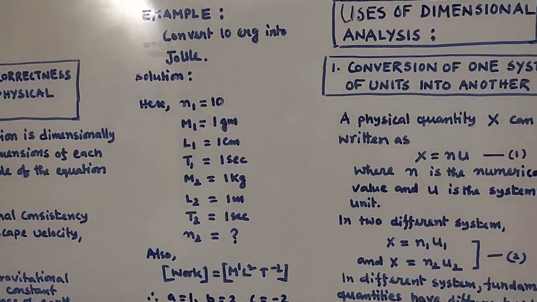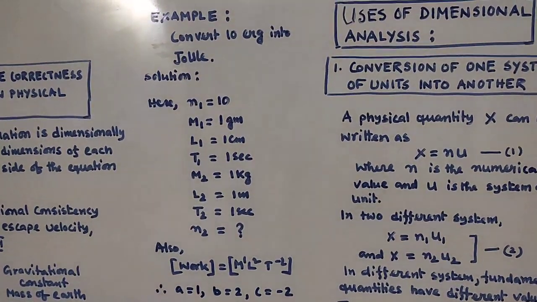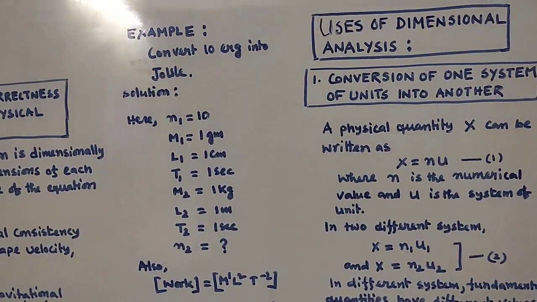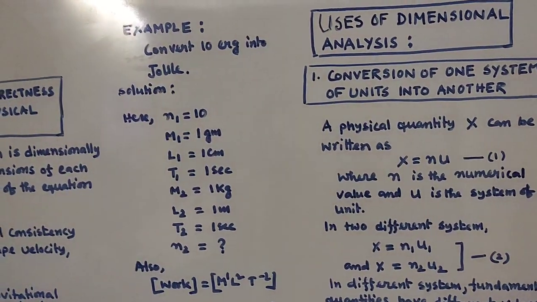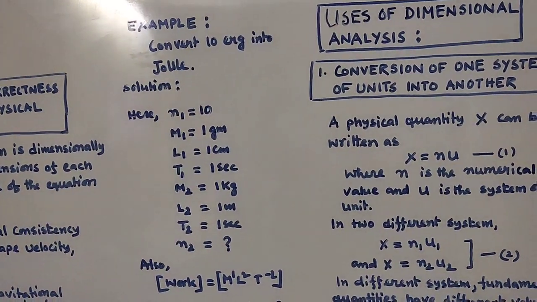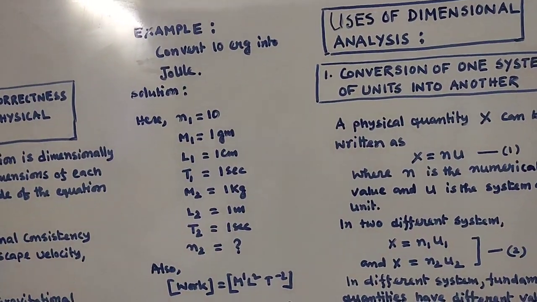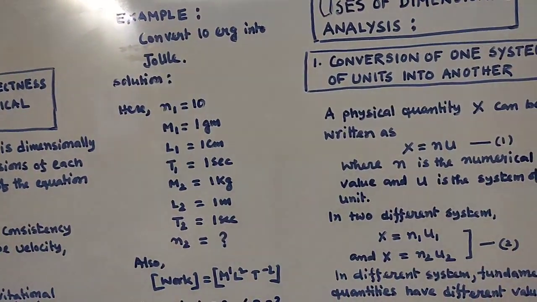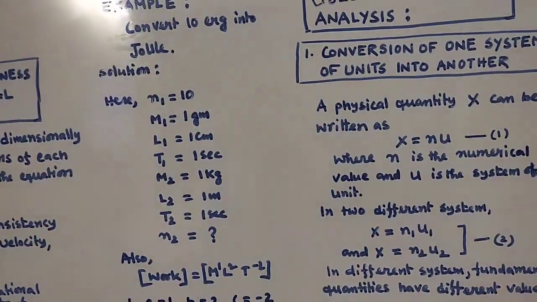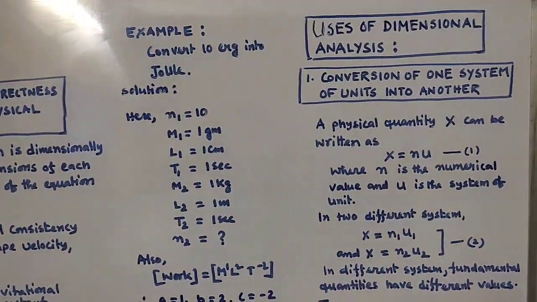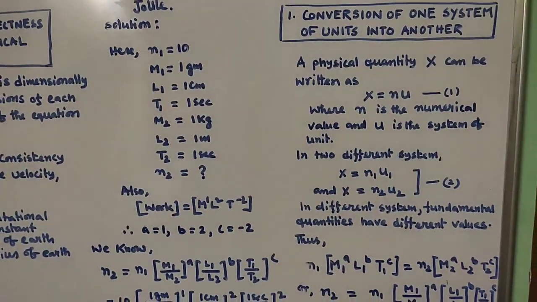Subscript, n1 is 10, m1 as it is erg, so it is your CGS unit of work. So m1 is 1 gram, l1 1 centimeter, t1 1 second, and joule is for work. So MKS system, m2 is 1 kg, l2 1 meter, t2 1 second, and n2 we have to find. Now as the physical quantity is work, so we have to define the dimension for work.